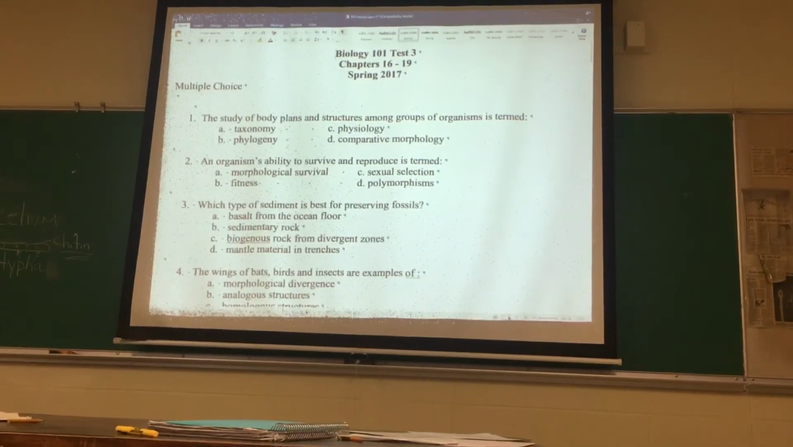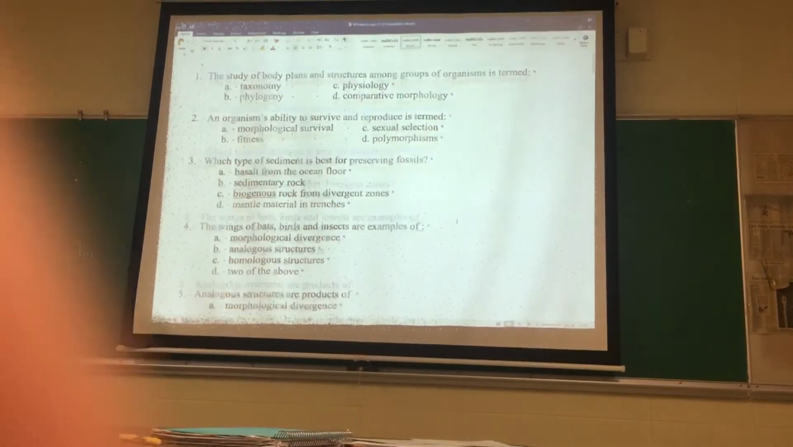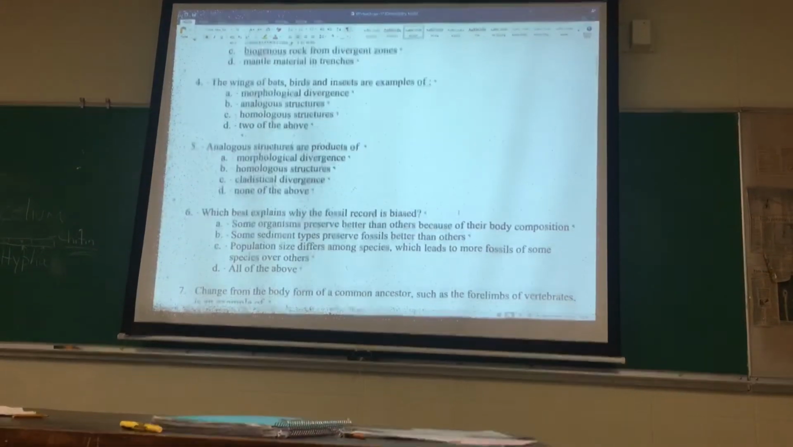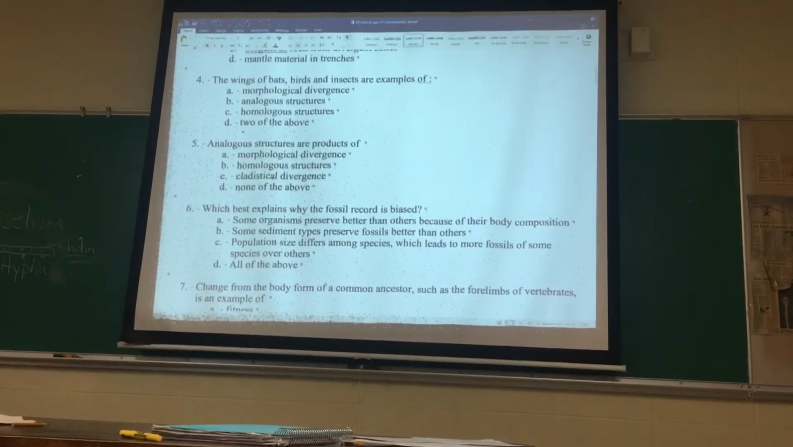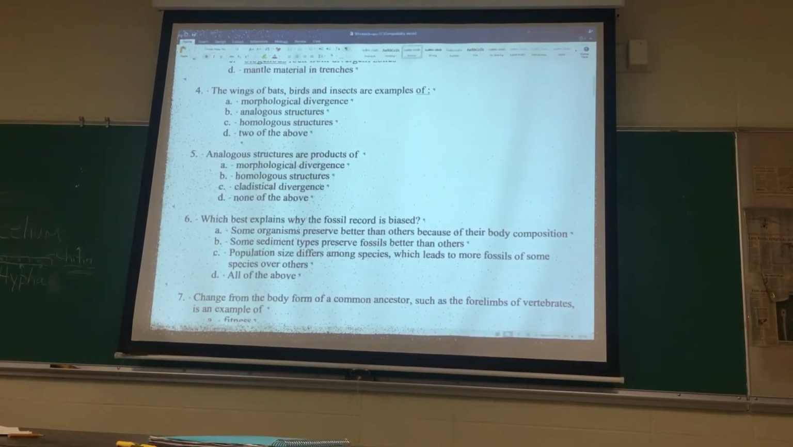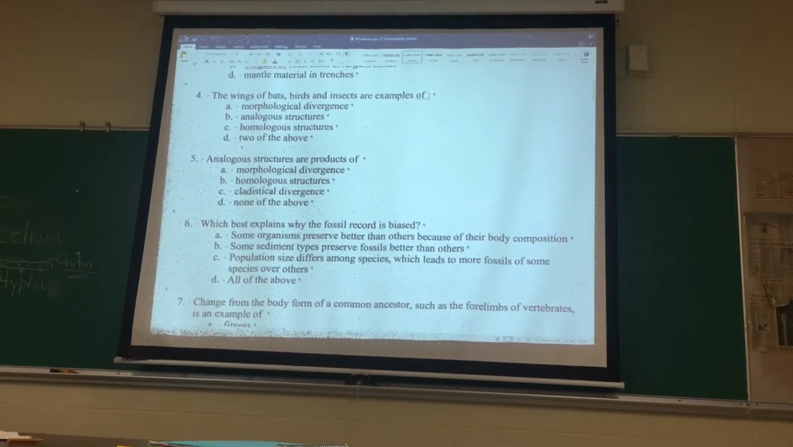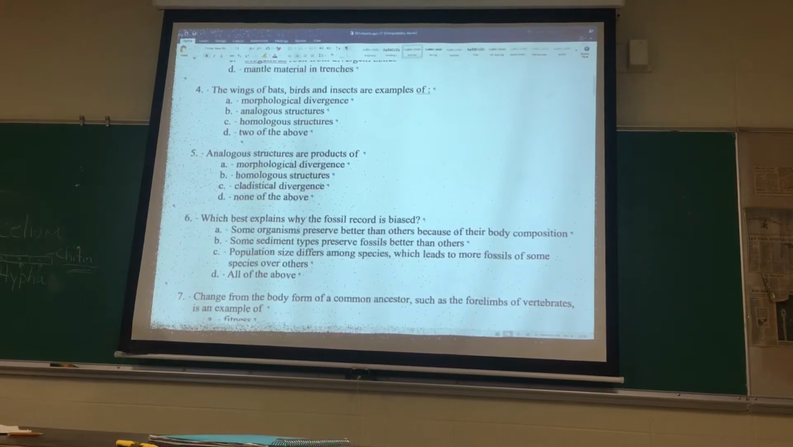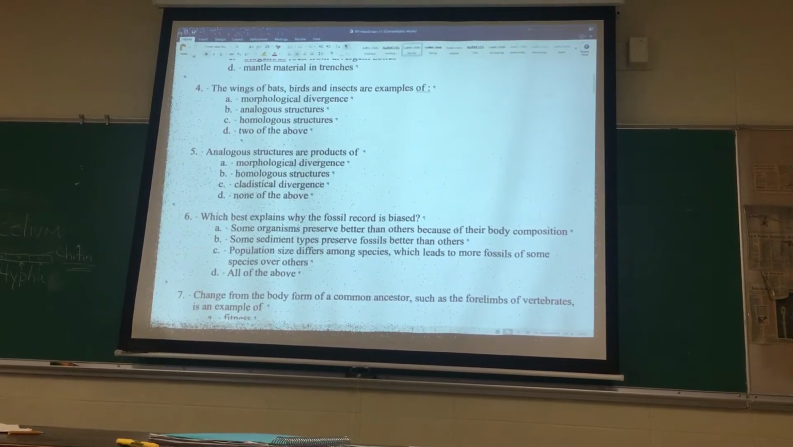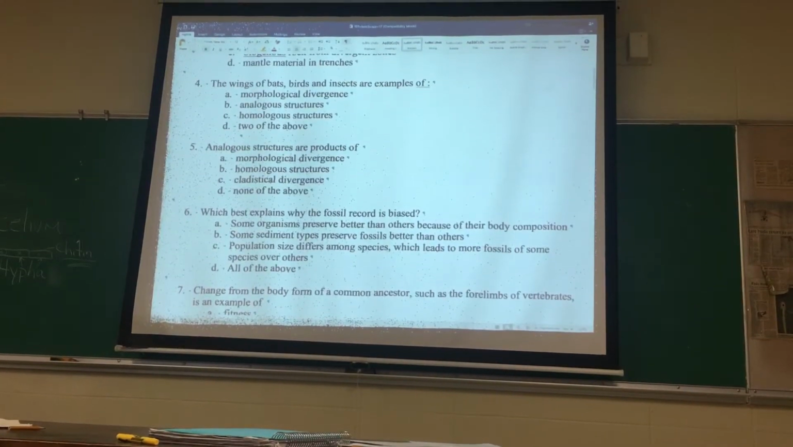Preserving fossils. Alright, bats, birds, and insects, they're not related. Their common ancestry goes way, way, way back. And those are examples of analogous structures because they're produced from, none of those. They're produced from morphological convergence. So 5, none of the above apply there.